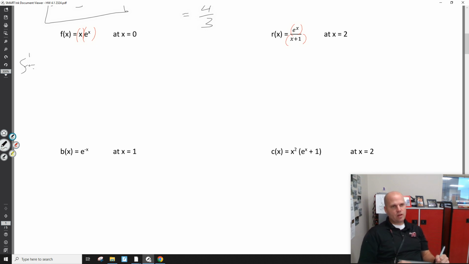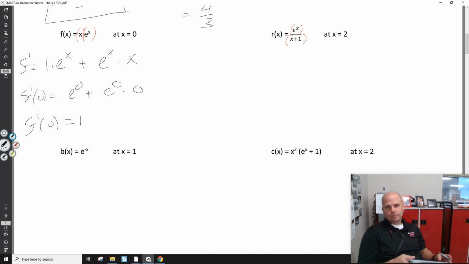We got the derivative of the first times the second plus the derivative of the second. Yes, I did take the derivative. That's the derivative of e to the x. It's the only function that happens. Derivative times the second times the first. Plugging in 0, I get e to the 0 plus e to the 0 times 0. I get 1.